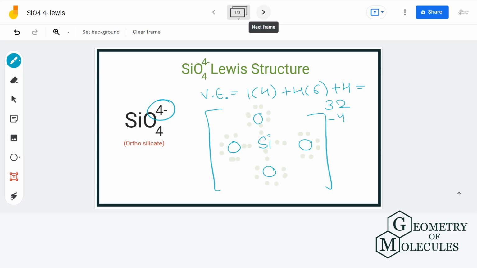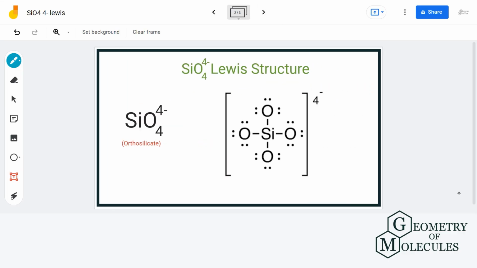We also know that the sum of formal charges must be equal to the overall charge on the ion. So let us calculate the formal charge on silicon and oxygen atoms. For silicon, we have 4 valence electrons minus 0 non-bonding electrons minus 8 bonding electrons divided by 2. That will give us a formal charge of 0 on silicon.